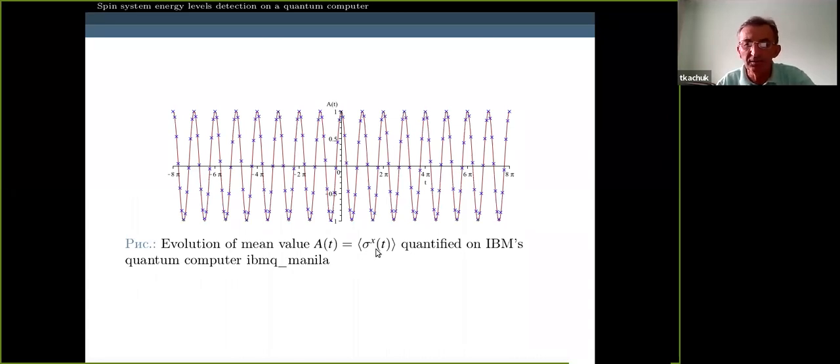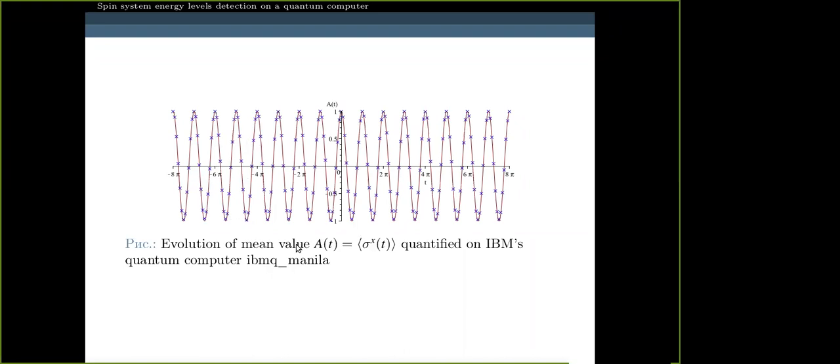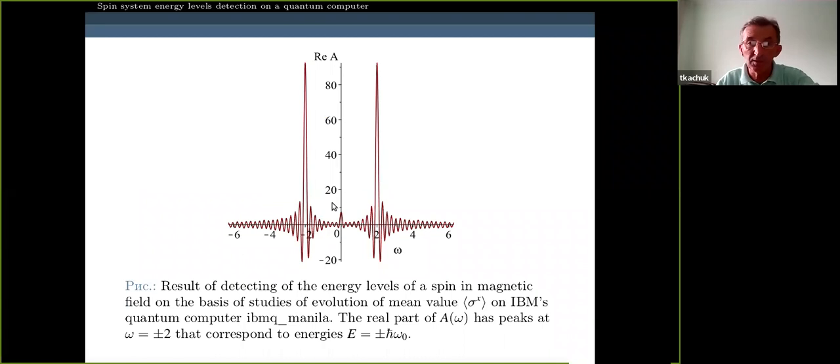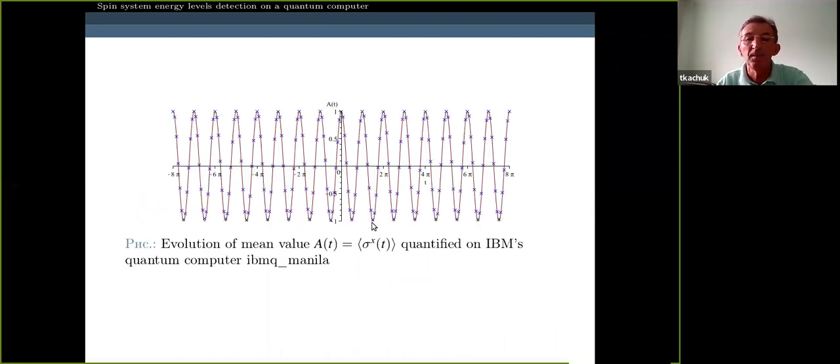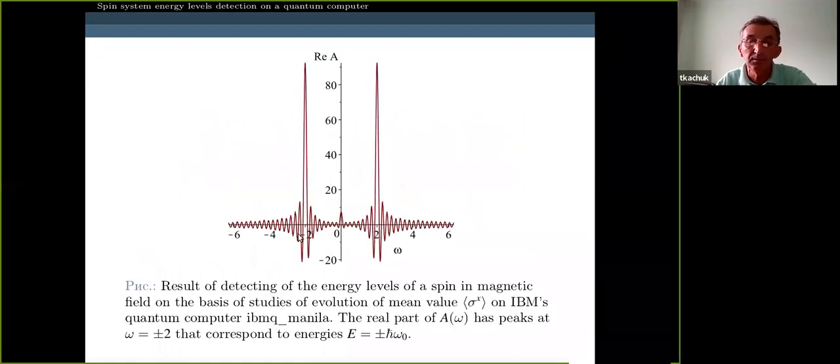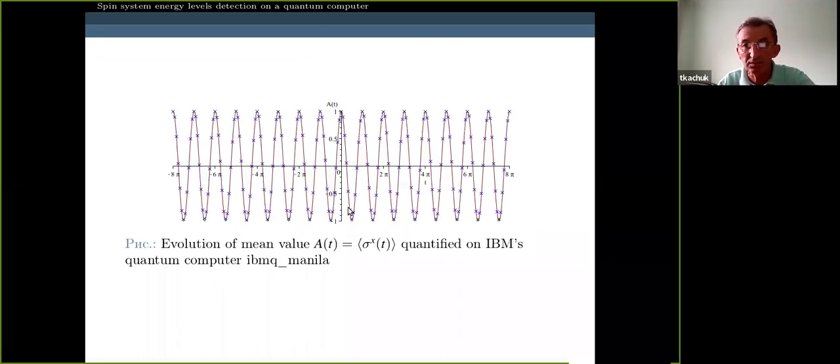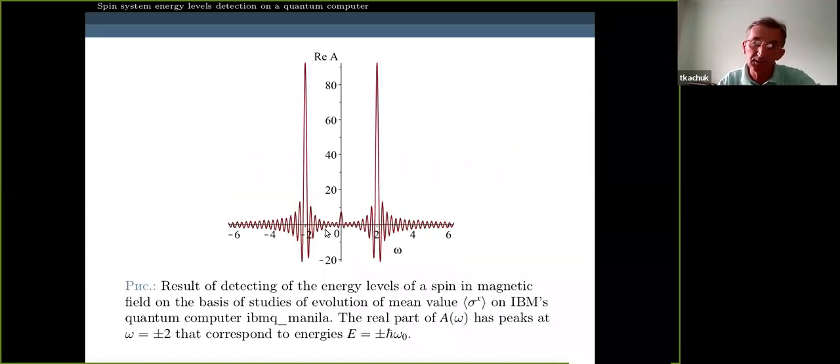Here is presented the result for the mean value of this operator, the X Pauli operator. The red line is the analytical calculation, and this is the result obtained on the quantum computer. Here is the Fourier transformation, classical Fourier transformation, using these crosses. Of course, we use a discrete Fourier transformation because we have results obtained at some discrete times. So we find here two peaks which correspond exactly to energy levels. A very nice picture, a result obtained from a real quantum computer. But it is only one qubit.